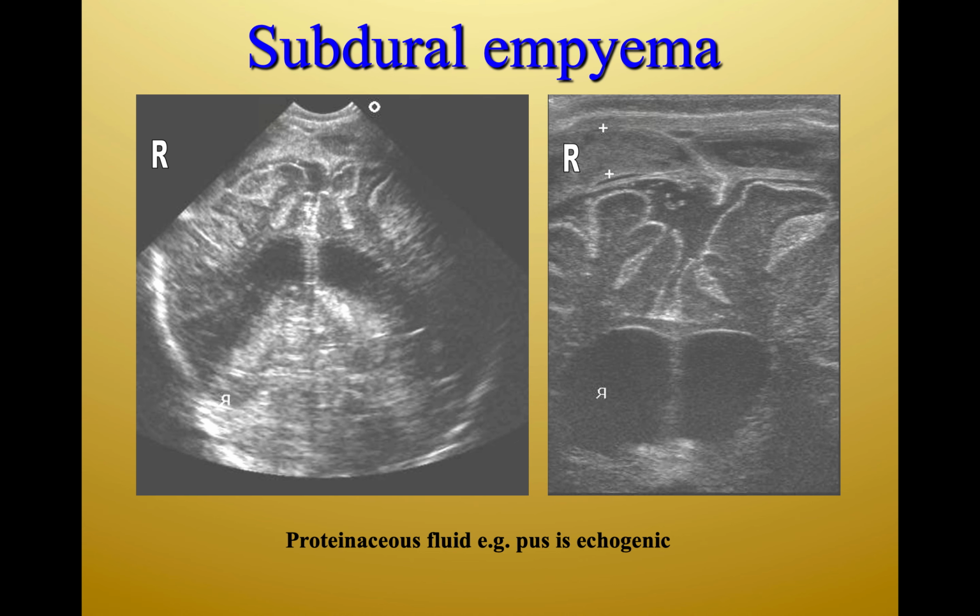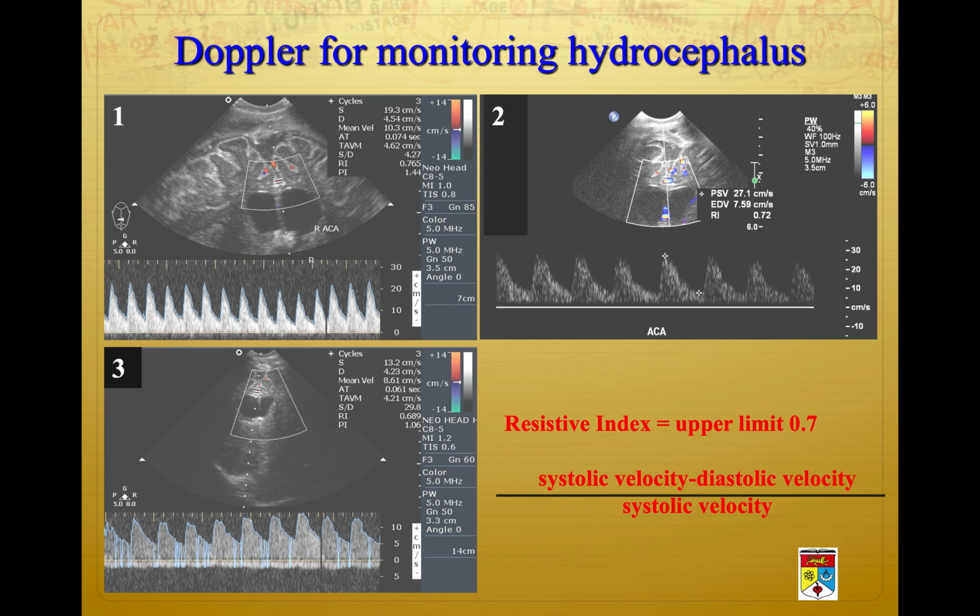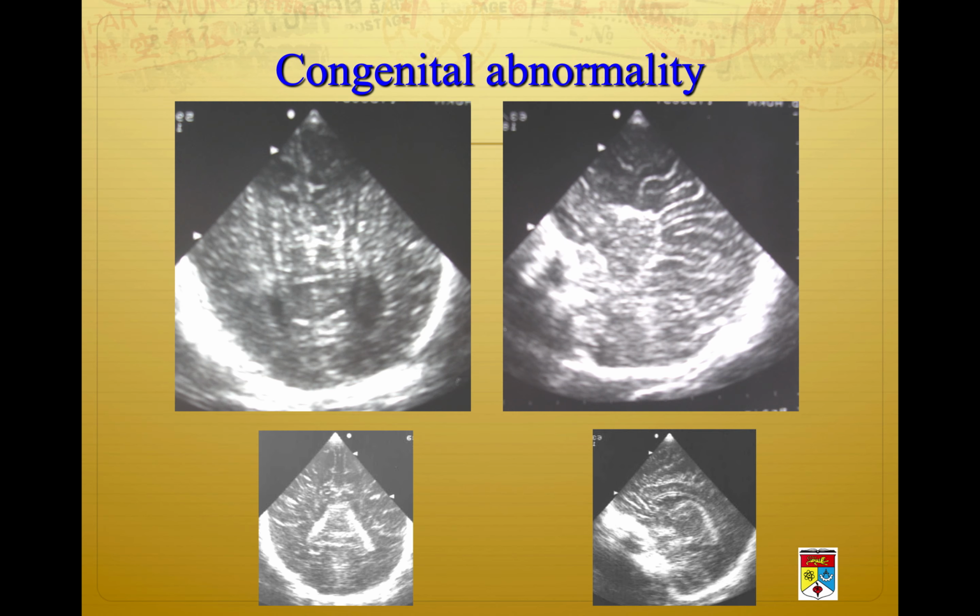Okay, it should not be anechoic, because if it's anechoic, very black, that indicates fluid only. But if you have a combination of fluid plus some debris, that indicates pus. Okay, not often, the Doppler can also be used, ultrasound Doppler, to monitor hydrocephalus. We can measure the resistive indices of the artery to indicate whether there is any potential ischemia or not, but we don't normally do that as routine.